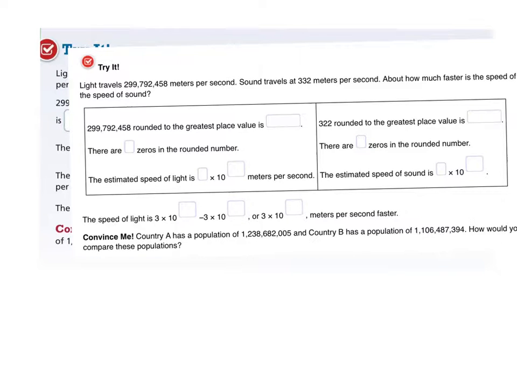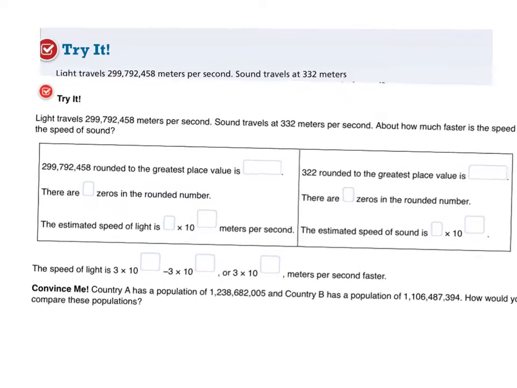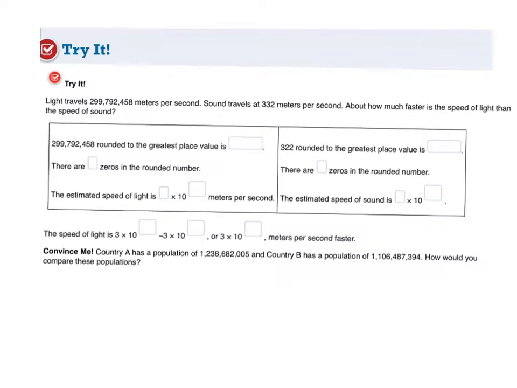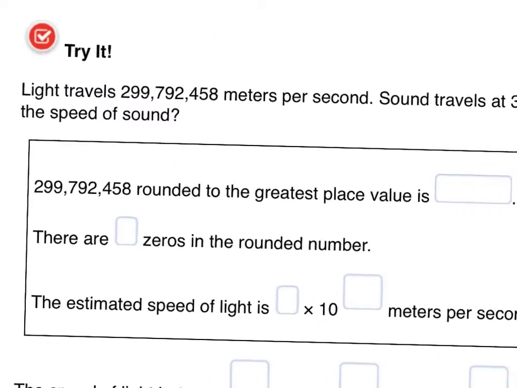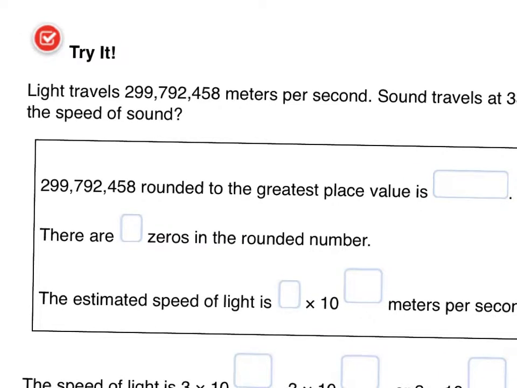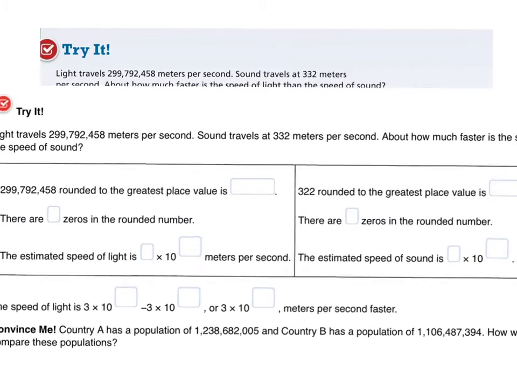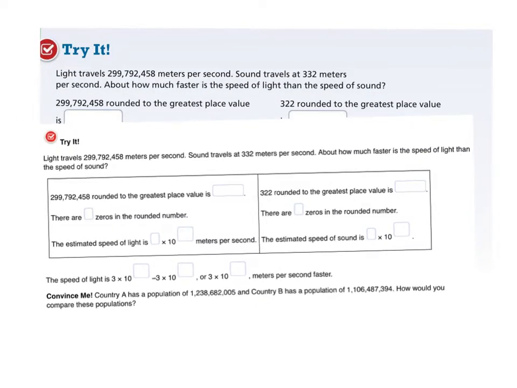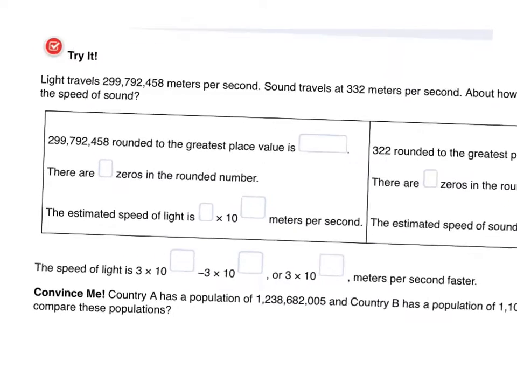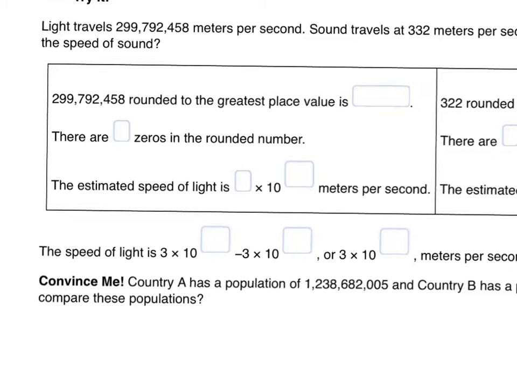So the try it, they've changed this a little bit from what it originally was. We have light traveling almost 300 million meters per second. Sound traveling only 332 meters per second. About how much faster is the speed of light than the speed of sound? This explains, for example, why you see lightning first before you hear the thunder. So what they did is they just rounded these off. This is, like I said, almost 300 million.